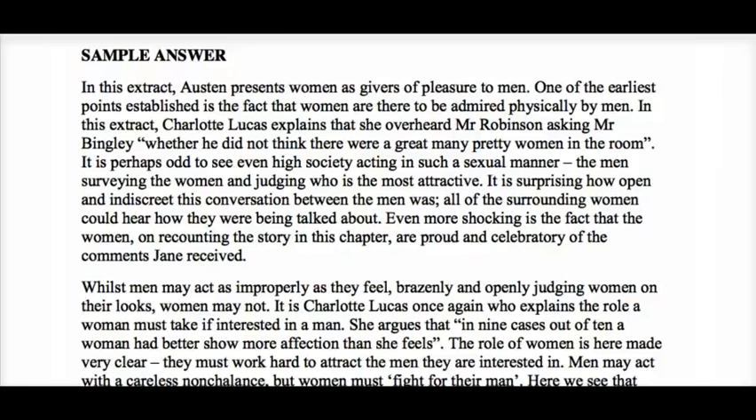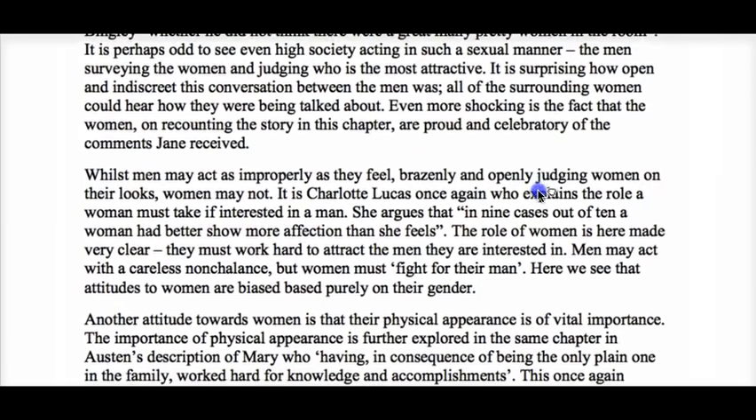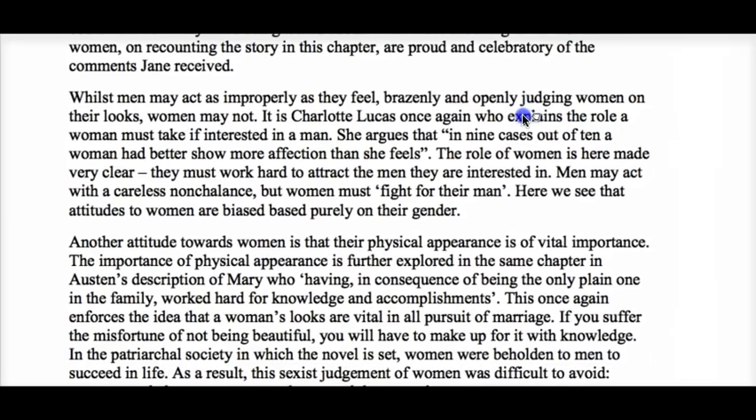It's surprising how open and indiscreet this conversation between the men was. All of the surrounding women could hear how they were being talked about. Even more shocking is the fact that the women, on recounting the story in this chapter, are proud and celebratory of the comments Jane received. Whilst men may act as improperly as they feel, brazenly and openly judging women on their looks, women may not. It is Charlotte Lucas, once again, who explains the role a woman must take if interested in a man.